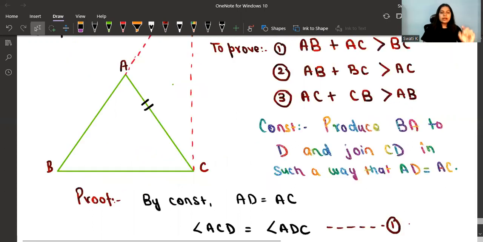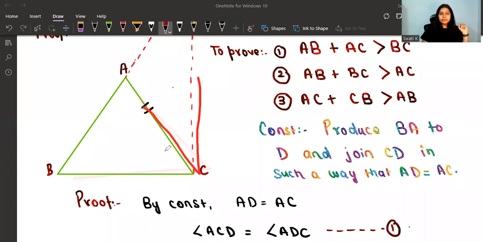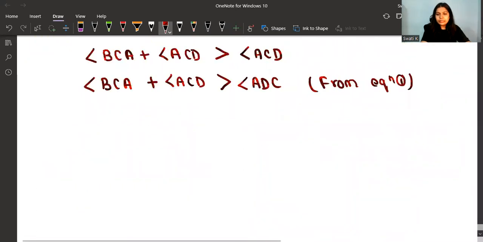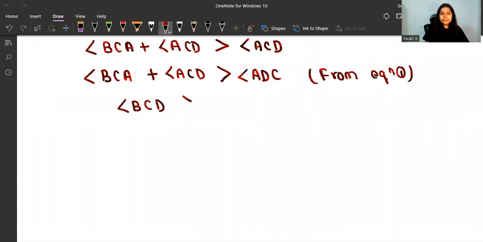If I do the sum of angle BCA plus angle ACD, that means we are talking about this angle. So can we not write down this as angle BCD directly? Yes, we can. So that will become angle BCD. So this is nothing but angle BCD is greater than angle ADC.